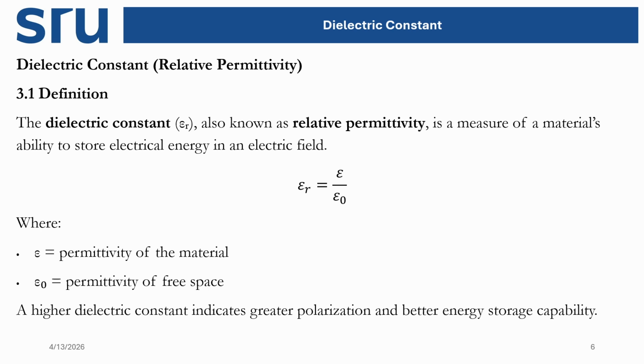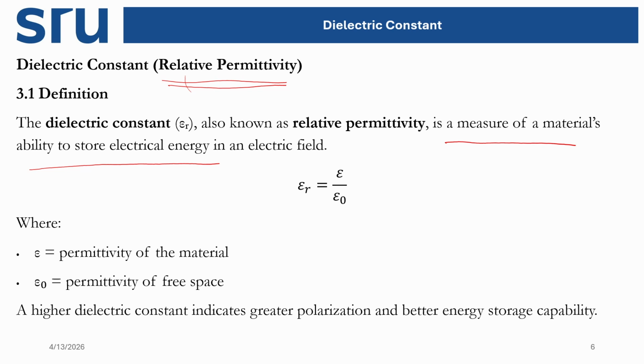The dielectric constant we'll discuss here is called the relative permittivity. The dielectric constant is what we are measuring here: the ability of a substance to store electrical energy in the presence of an electric field. When the substance is placed in the electric field, we want to quantify how much electrical energy it can store. That is called the dielectric constant.